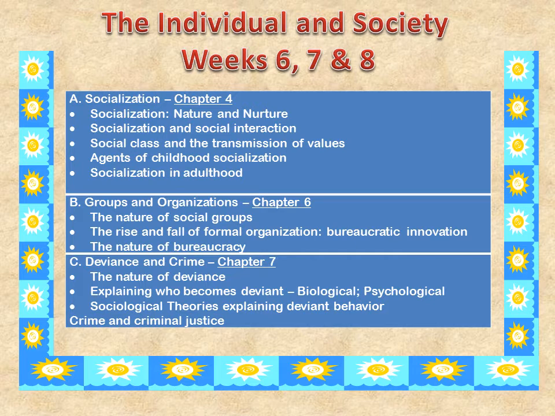For week 7, we'll be looking at Chapter 6, groups and organizations. Here, we will look at the nature of social groups, the rise and fall of formal organizations and bureaucratic innovation, and the nature of bureaucracy. Week 8, we will look at Chapter 7, deviance and crime, studying the nature of deviance, explaining who becomes deviant, and looking at crime and criminal justice.